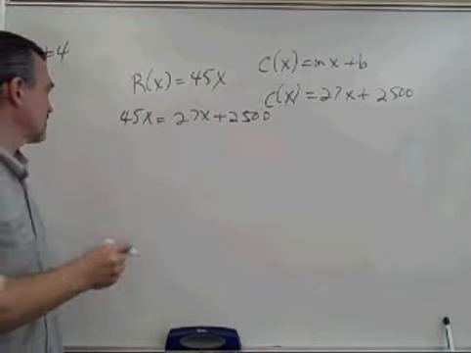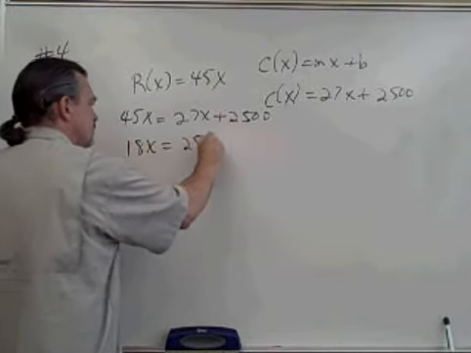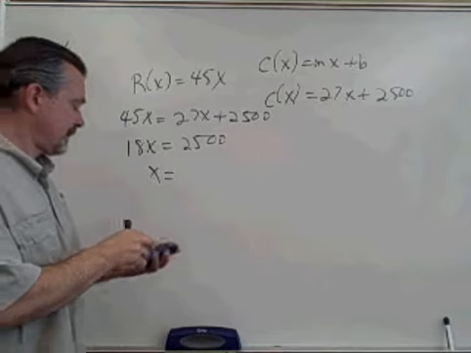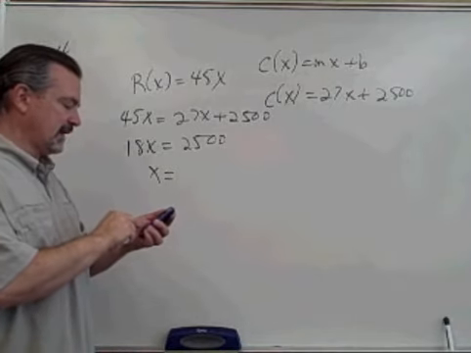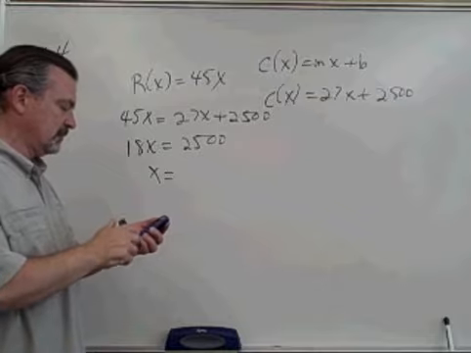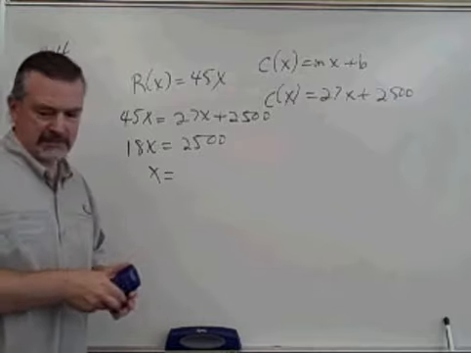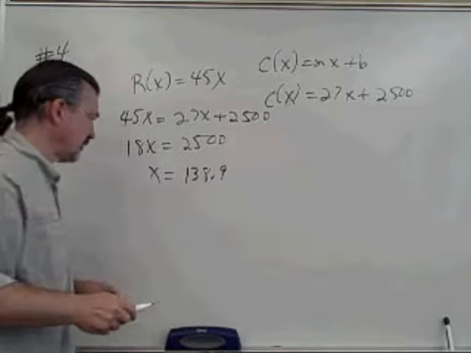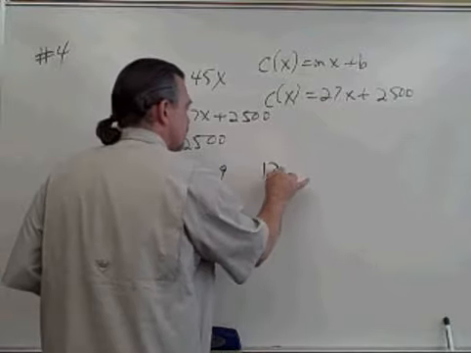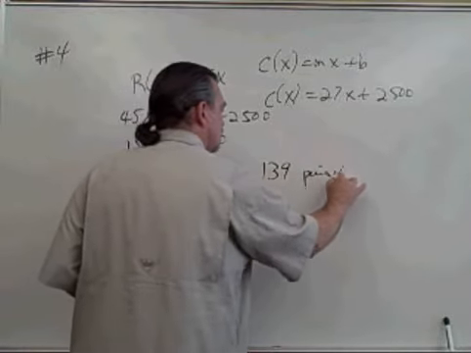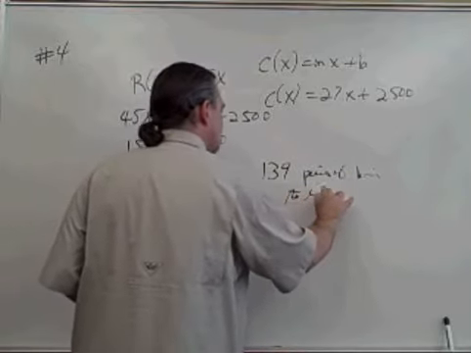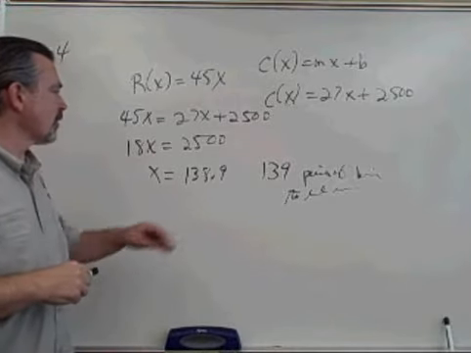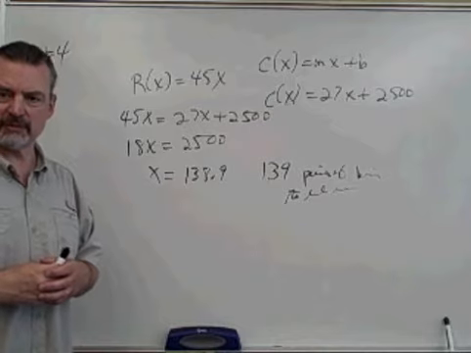So subtracting 27X from both sides, I get 18X equals 2,500. Taking 2,500 and dividing by 18, that gives me 138.9. So we'd say it takes 139 pairs of binoculars to break even. And of course, your writing on the test will be much better than mine was here. So our break-even point is 139 pairs of binoculars.